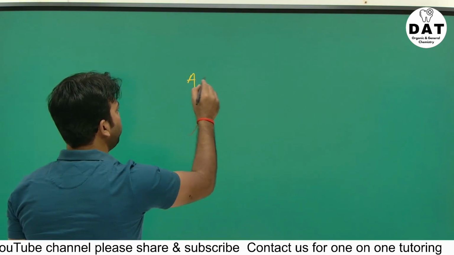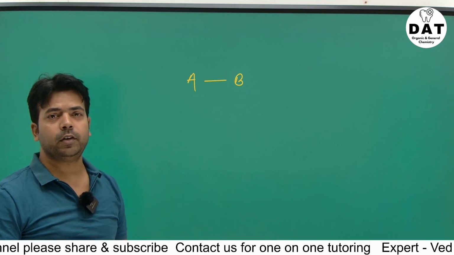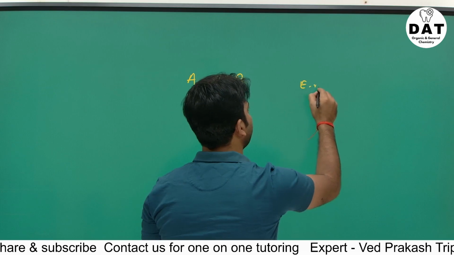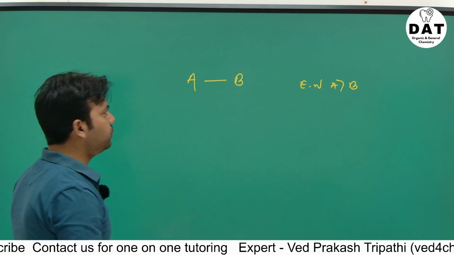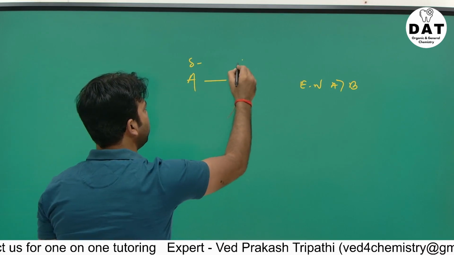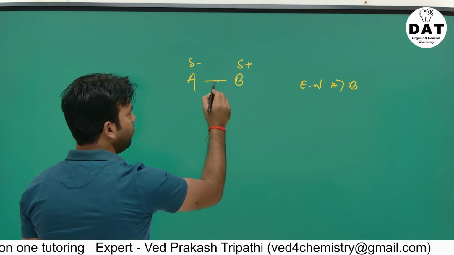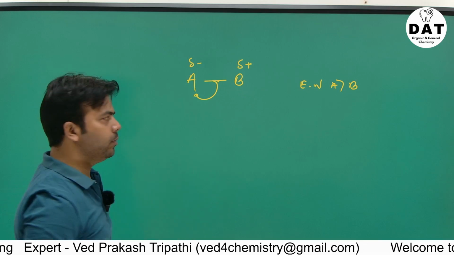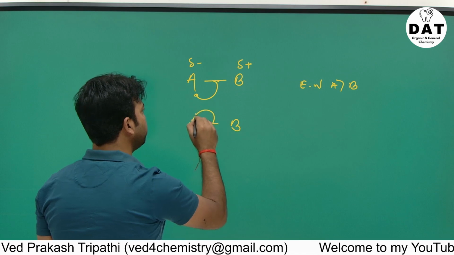Suppose we have a bond between A and B, and I'm saying electronegativity of A is greater than B. So if A is more electronegative, it means it will carry delta negative and this is delta positive. So this bonded pair of electrons will move towards A like this. It can be up, it can be down, it doesn't matter. It means we can represent it like this as well. Clear?